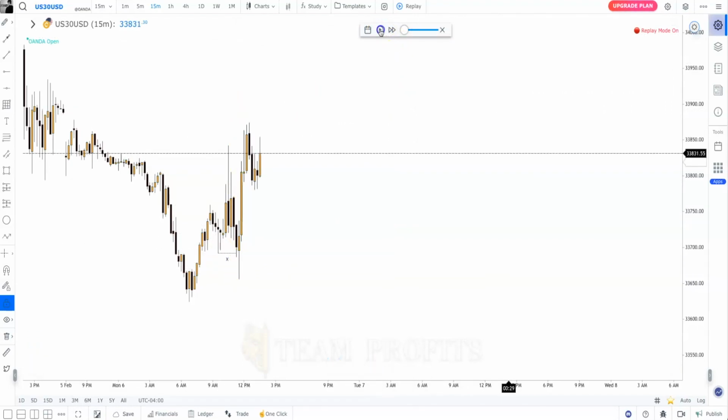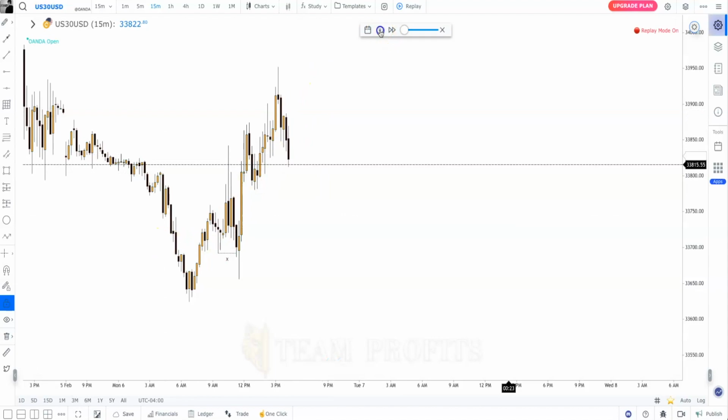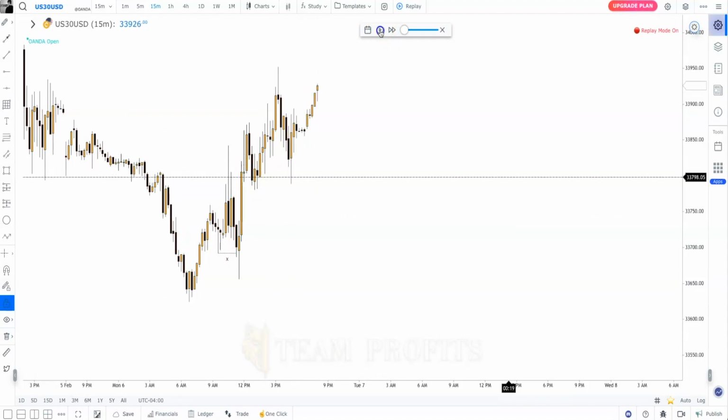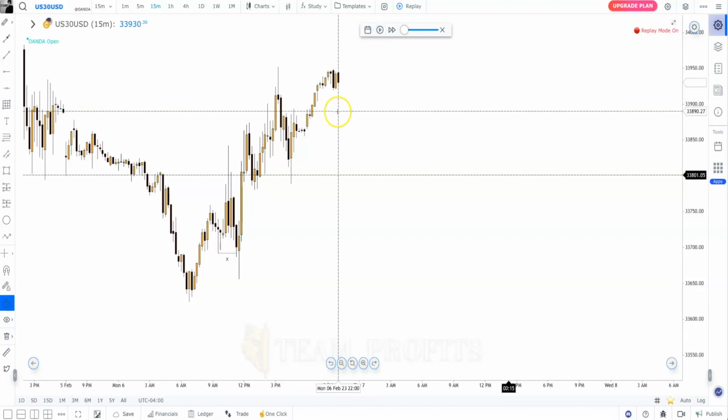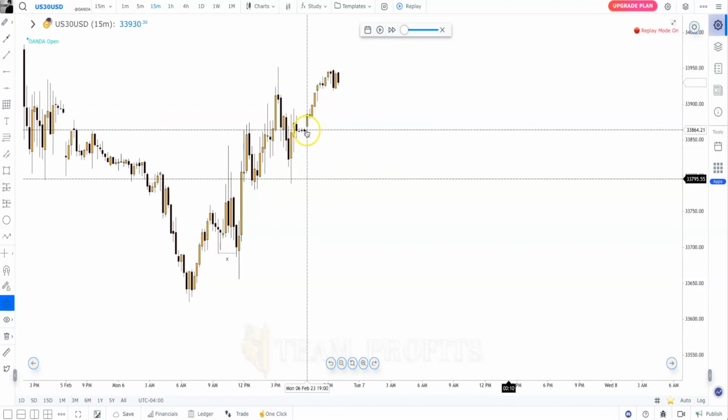After that, the market was pretty much going up. It did push up for the rest of the day. During the New York session, the price continued pushing, and then the Asian session started right about 7, 8, 9, right here. So the Asian session was starting right here in this little gap.